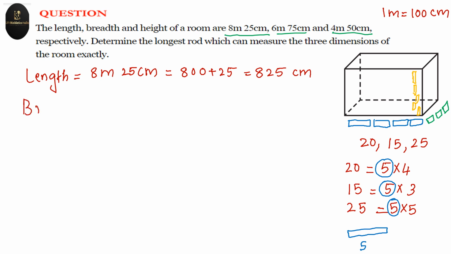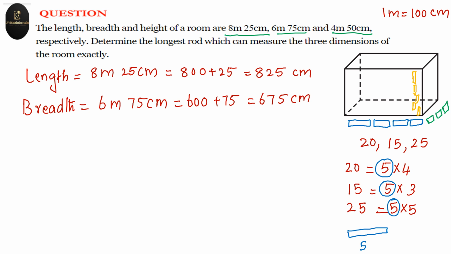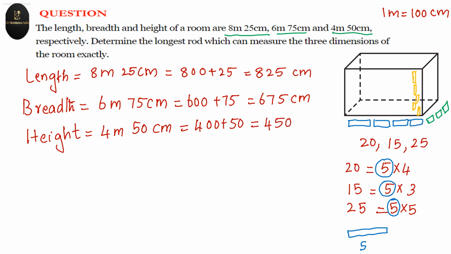Then breadth is equal to 6 meters 75 centimeter. This is equal to 600 plus 75, which is equal to 675 centimeter. And then height is equal to 4 meter 50 centimeter, right? So this is 400 plus 50, that's equal to 450 centimeter.